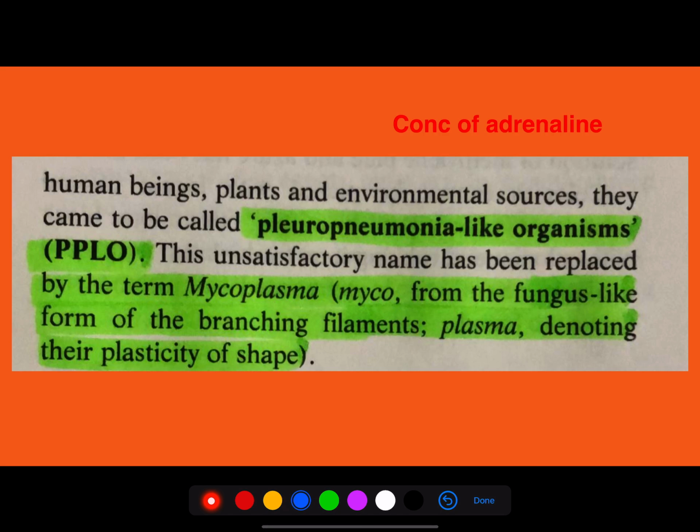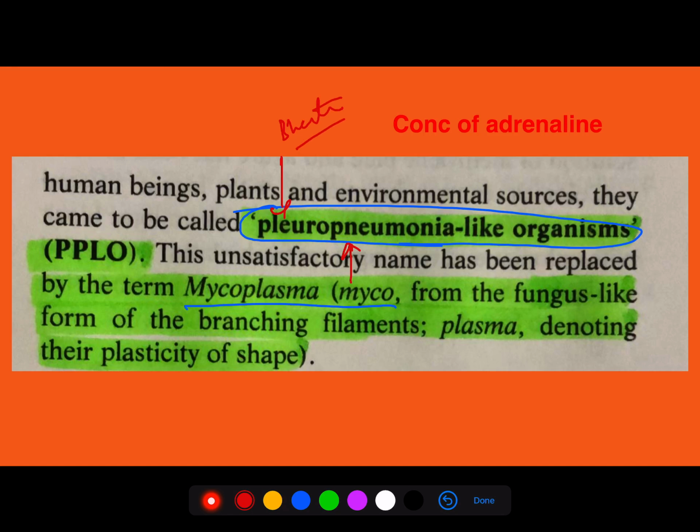Then comes, what is this PPLO? What is this PPLO? Pneumonia like organisms. These are nothing but pneumonia like organisms, and this is an unsatisfactory name and has been replaced by mycoplasmas. Mycoplasmas previously used to be named with this particular term. And do make a note, these are the organisms which cause Behcet syndrome. So you have something called Behcet syndrome, right? So you have this PPLO. PPLO organisms are the organisms which cause Behcet syndrome, and these mycoplasmas are fungus-like and branching filamentous.